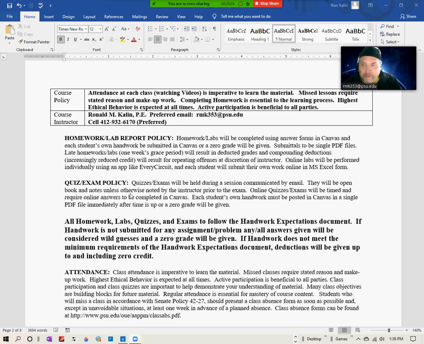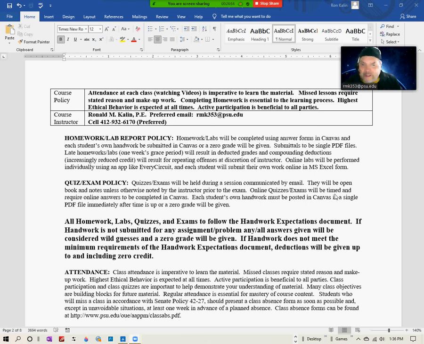Those are for labs. Quizzes and exams are going to be held during a session that I stipulate. I'm probably going to give you a block of time to take a quiz or an exam on a specific day. They're going to be open book and notes primarily. I rarely say that you can't use open book and notes. That was always my policy.